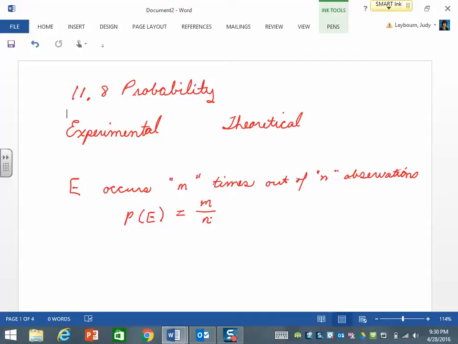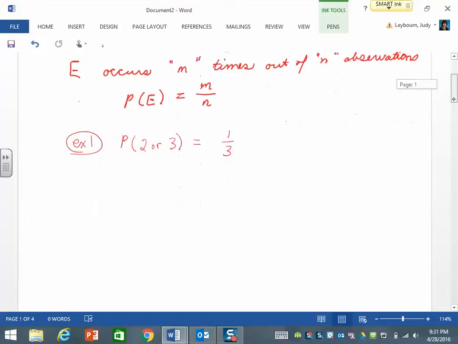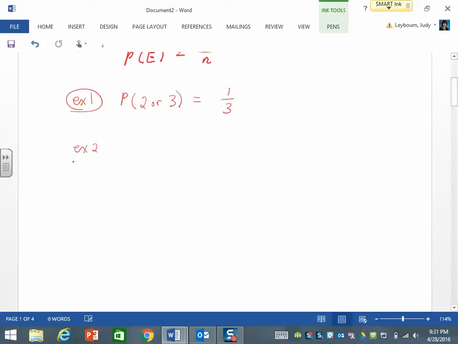So in the first example, if I'm going to want to find the probability of rolling either a 2 or a 3 from a standard die, then it would be 1/3, because there's 6 different outcomes. 2 of them are the outcomes I'm looking for, either a 2 or a 3, and so the probability would be 1/3.